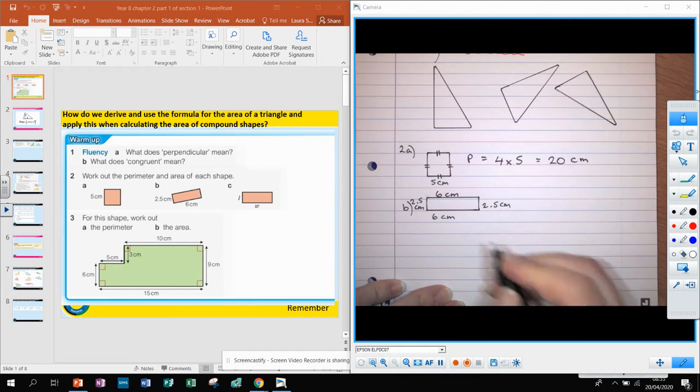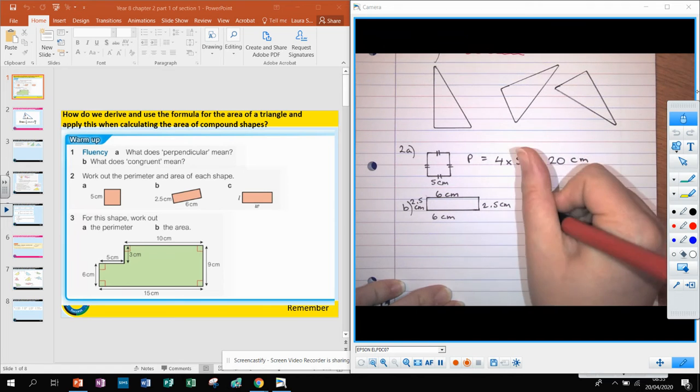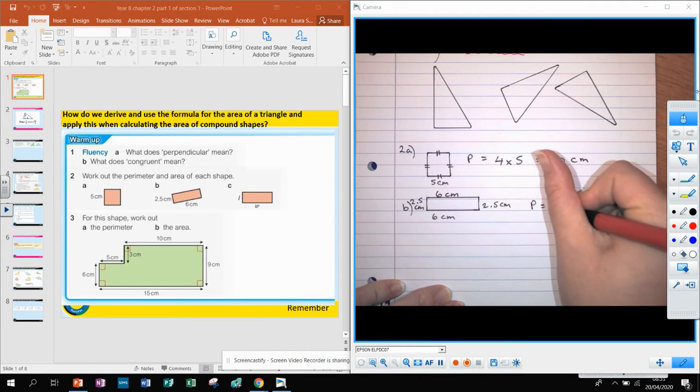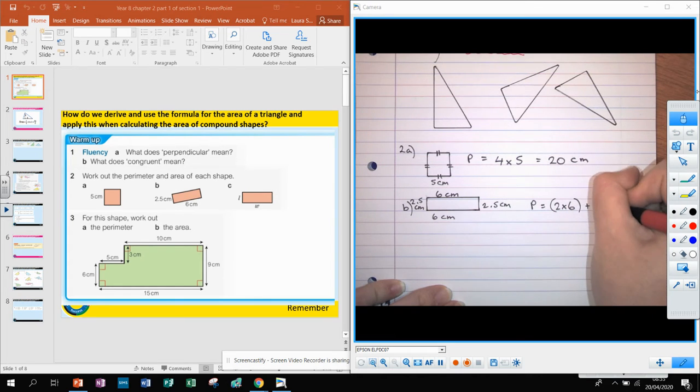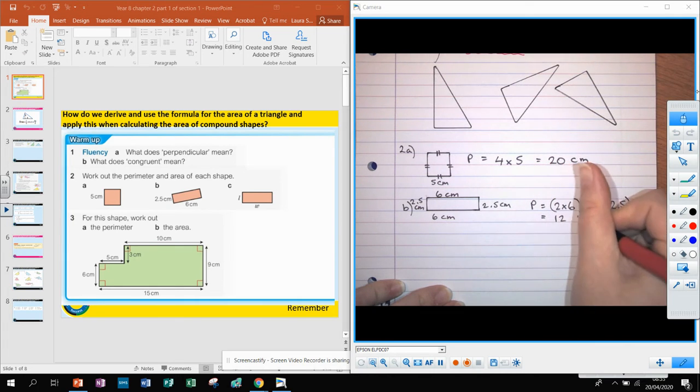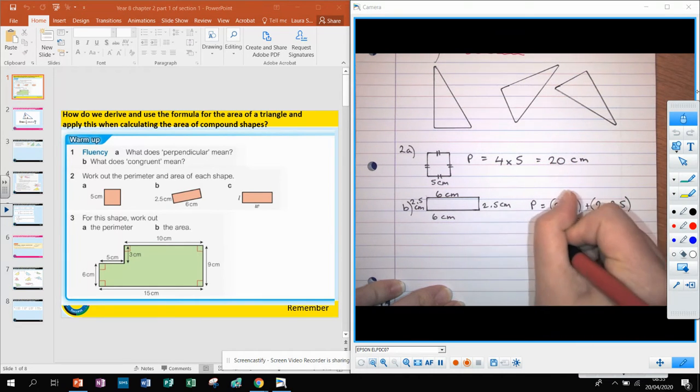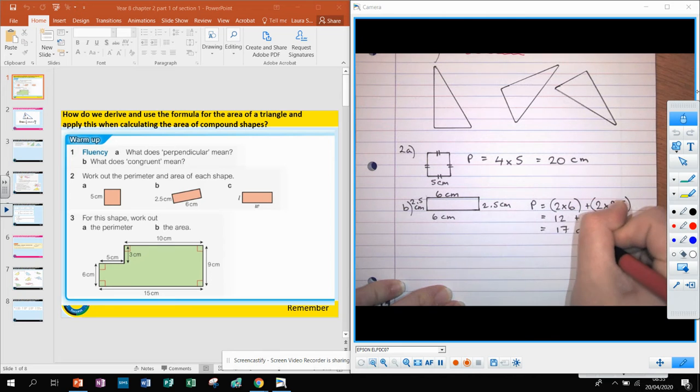Can we make that easier? Well, there's 2 of the 6s. So when we do the perimeter, we can do 2 times 6, and then add on 2 times the 2.5, because of course there's 2 widths. And that gives us 12 plus 5, which is 17 centimeters.